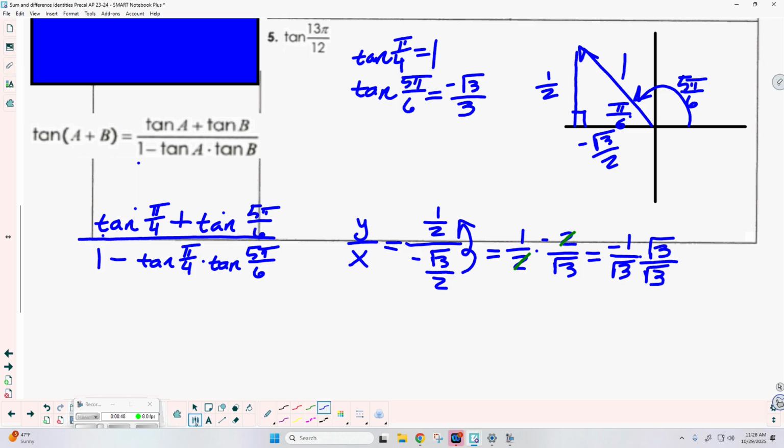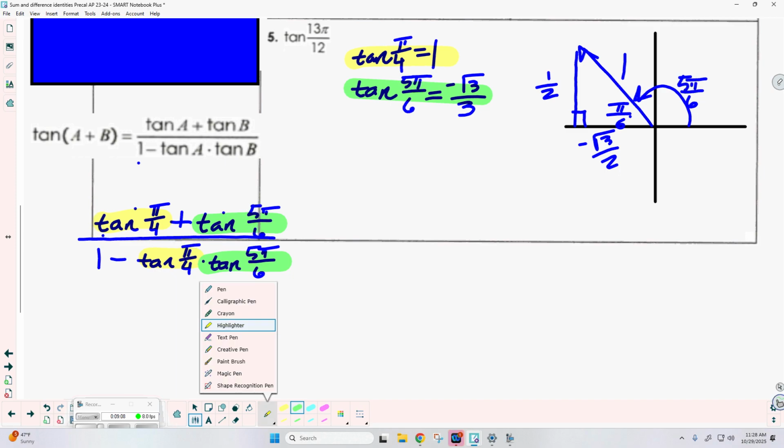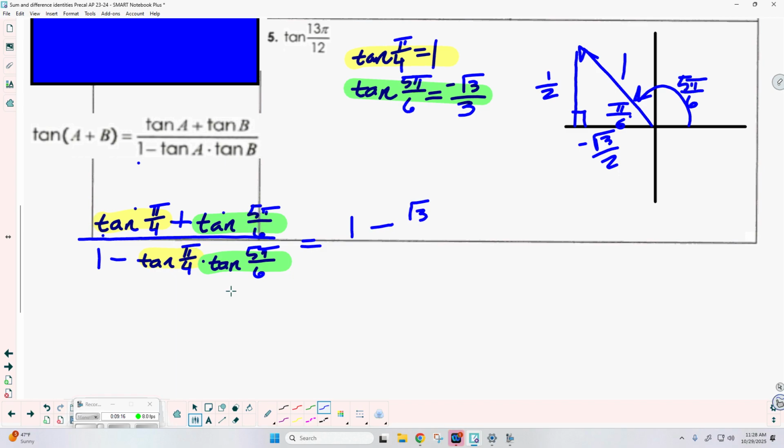Now we're just going to substitute. Everywhere I have tangent of pi over 4, I'm going to go ahead and replace it with 1. Everywhere I have tangent of 5 pi over 6 is going to be the negative root 3 over 3. So let's see what we got here. That tangent of pi over 4, that's 1. Then it would be adding a negative, so I'm just going to go ahead and subtract that root 3 over 3, divided by, and then I've got 1. I want to go ahead and multiply them together. 1 times a negative root 3 over 3, that's a negative root 3 over 3.